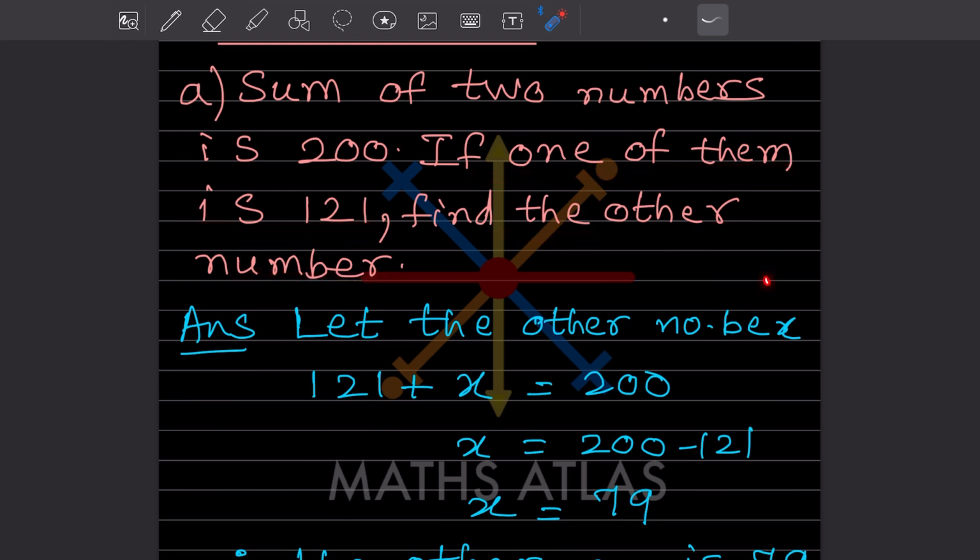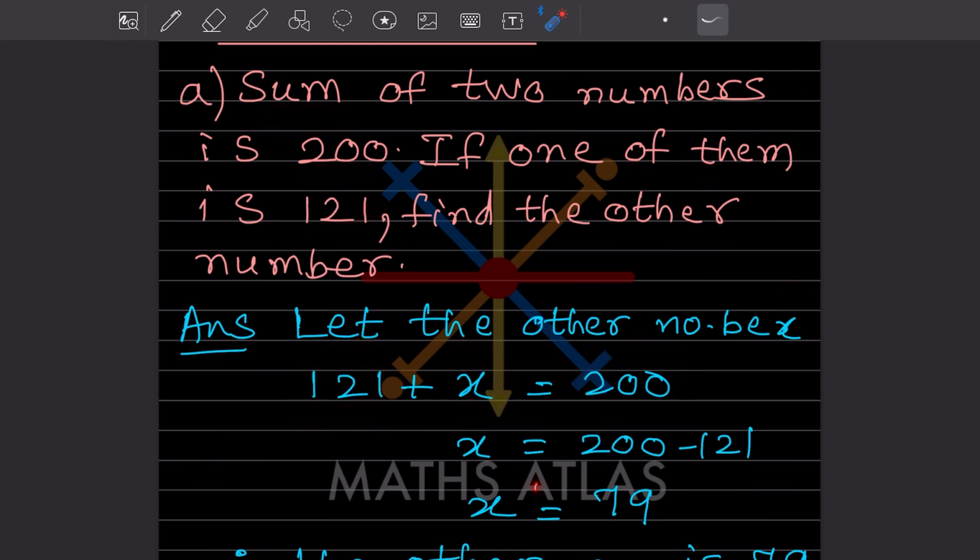So we have considered the other number as x. The sum of the two numbers is 200. If one number is given as 121, then 121 is one number and the other number we have considered as x. Together the sum is 200. So we'll find the value of x first.